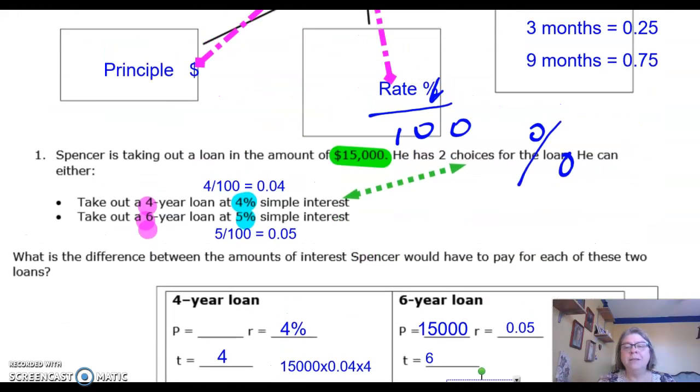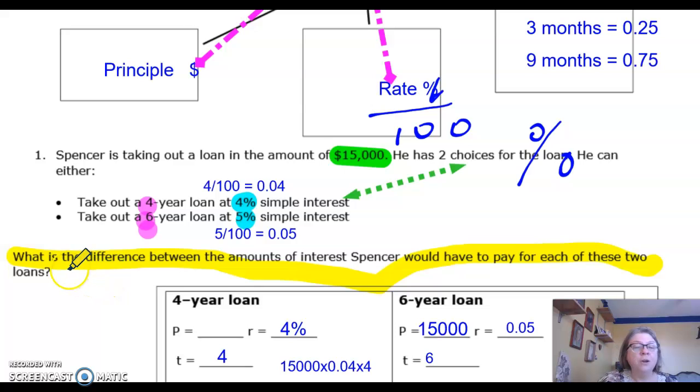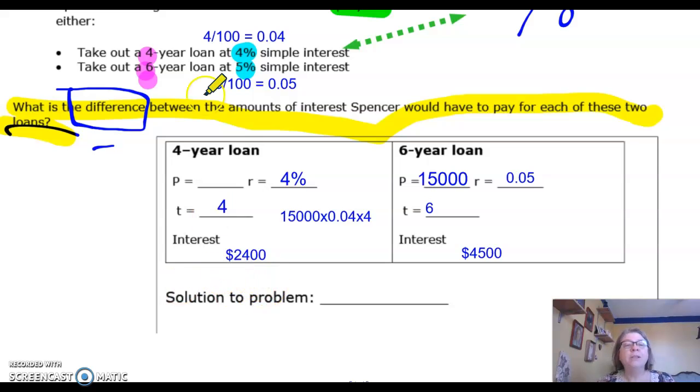So now I'm going to go back up to the top, and I'm going to see what they asked. Here's my highlighter, which I'm doing at the end, because I never looked at this. What is the difference between the amounts of interest that Spencer would have to pay for the loans? My keyword is right here. It's difference. That is my keyword. So that means subtract. I'm just going to take my 2 numbers and subtract.